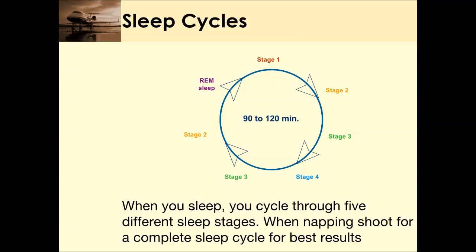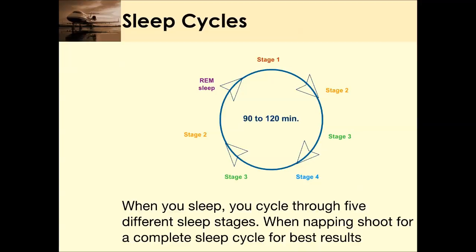This slide here shows sleep cycles. So when you sleep, you go through 90 to 120 minute cycles. Stage 1 is the transition between consciousness and sleep. You can generally hear and respond to someone in this stage. Stage 2 is light sleep. You are easily awakened, but you're not aware of your surroundings. You spend about half your sleep time in stages 1 and 2.